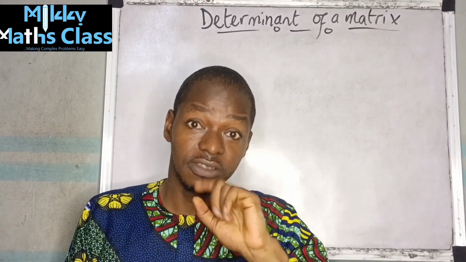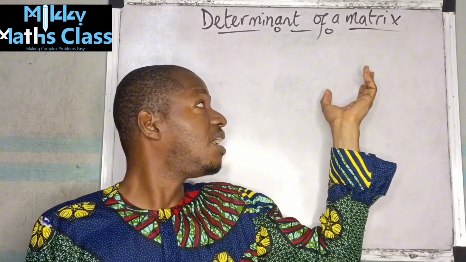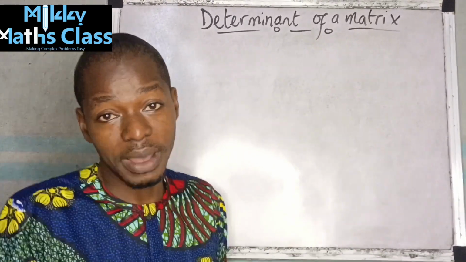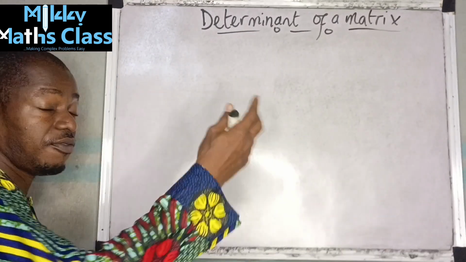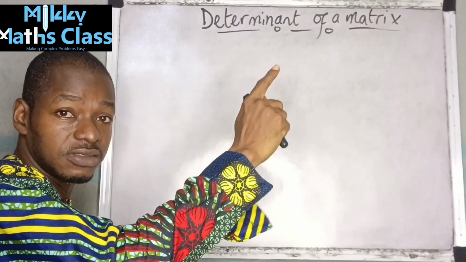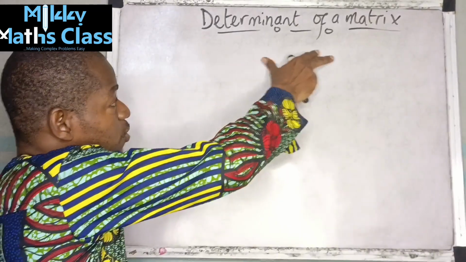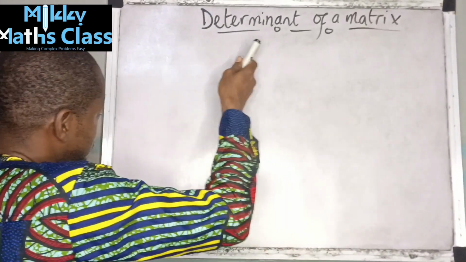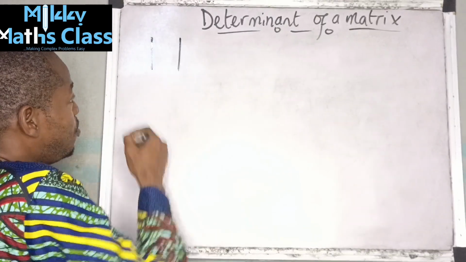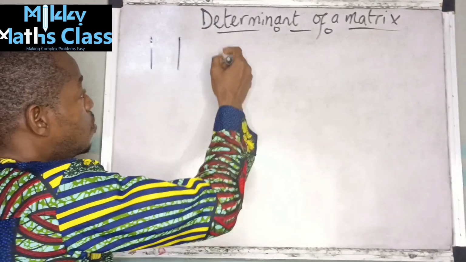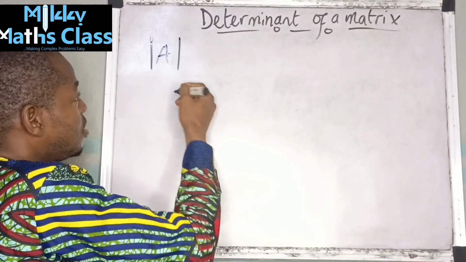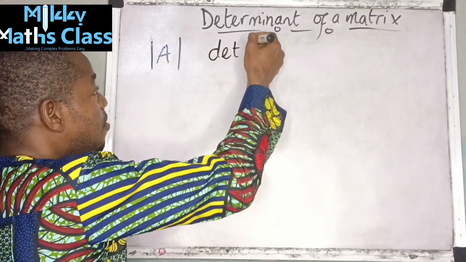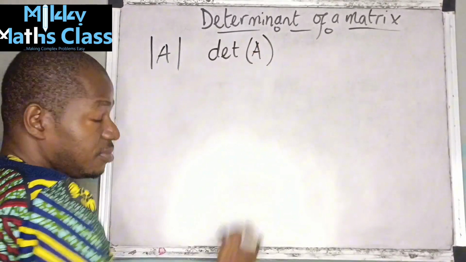And what is a square matrix? A square matrix is a matrix that has the number of rows and columns be equal. It could be a 2 by 2 matrix, it could be a 3 by 3, 4 by 4. So that scalar value you get, or the number you get by calculating a square matrix, is called the determinant. And the determinant of a matrix can be represented by this, or for example, if it's matrix A, this is the determinant of A, or I use this, determinant of A.